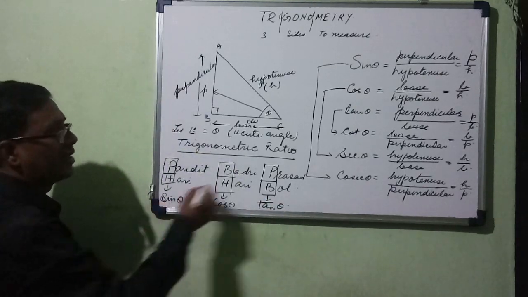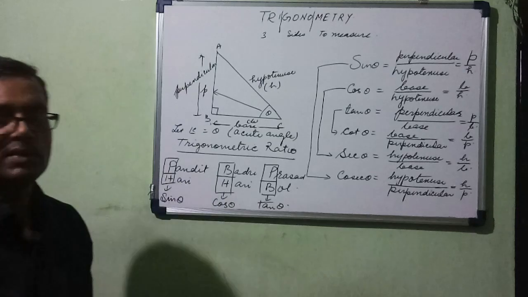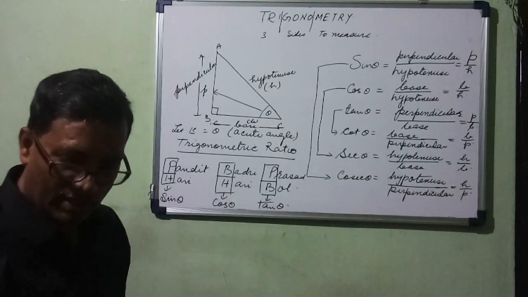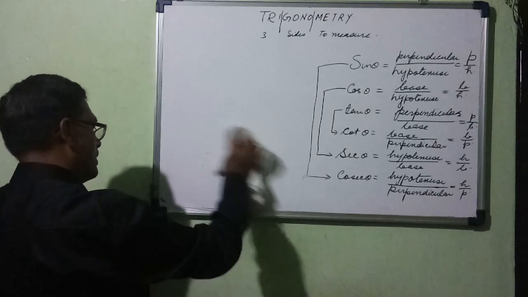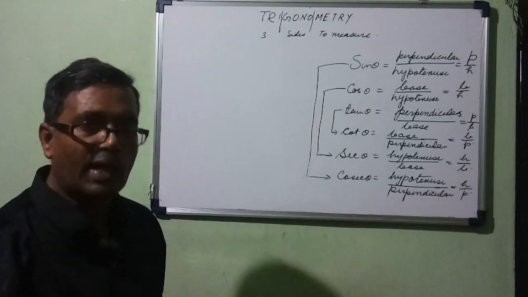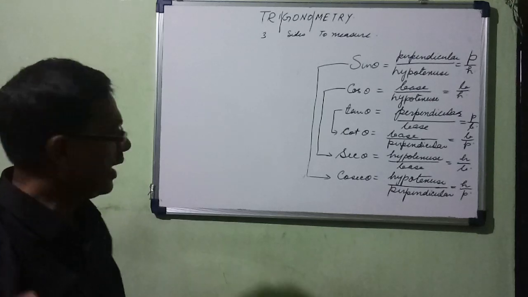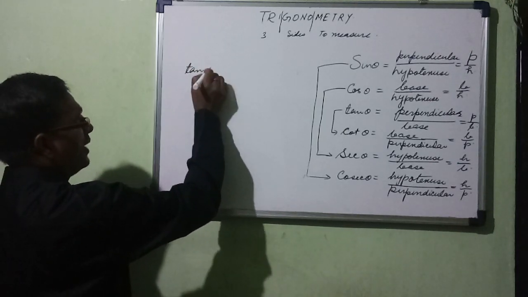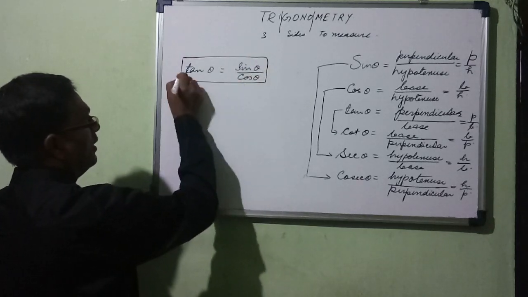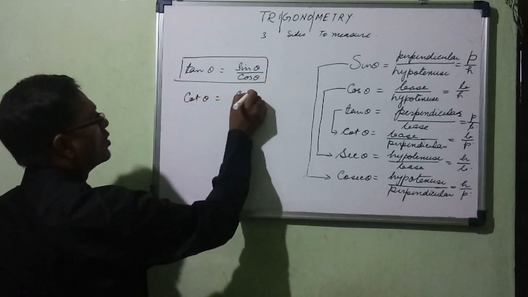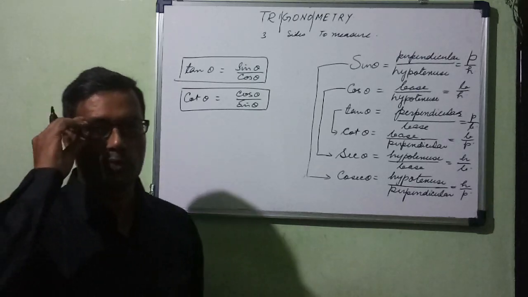And if you know sine theta is P by H, cos theta is B by H, tan theta is P by B, you can also know their reciprocals. Now here, I would like to give you a very small formula, which is very useful, and in the next topic you will study the trigonometric identities. The formula is: tan theta is equal to sine theta by cos theta, and cot theta is equal to cos theta by sine theta. These are very useful formulae which you have to learn.